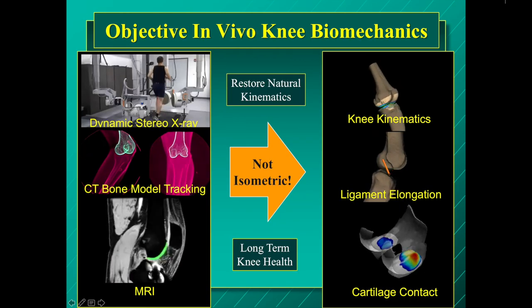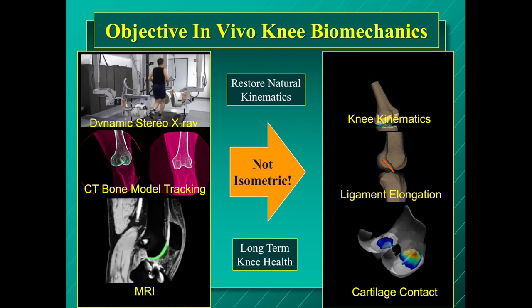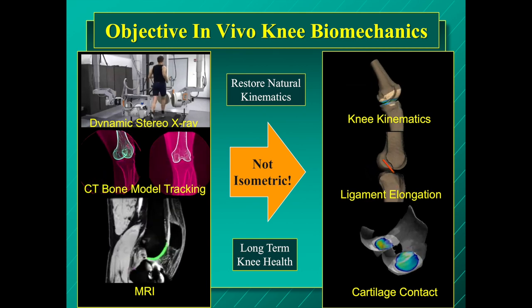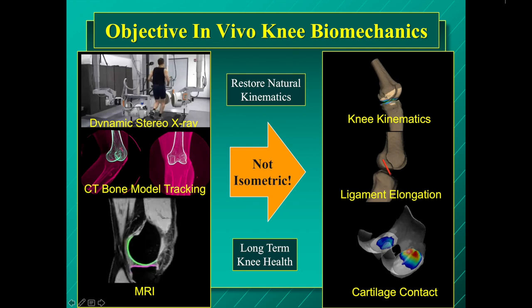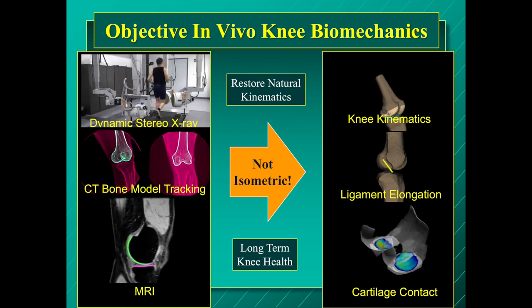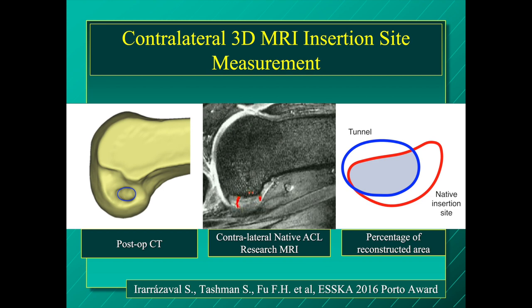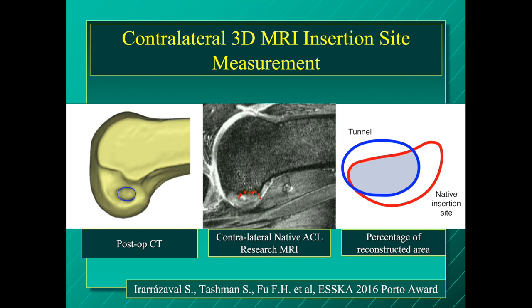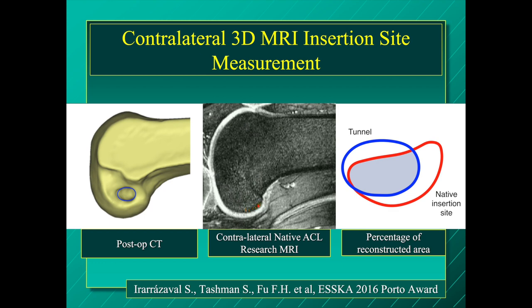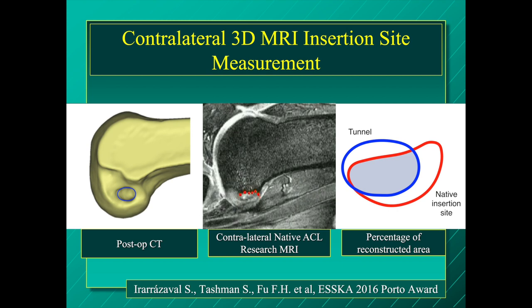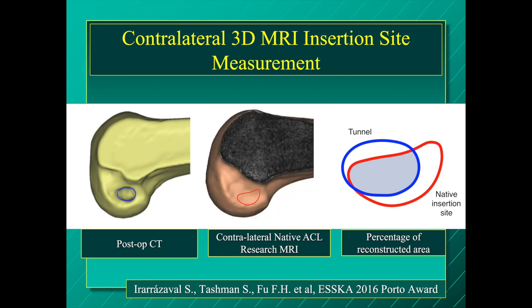In an effort to develop even more objective outcome measures, we have also implemented dynamic stereo X-ray, CT bone model tracking, and MRI to evaluate variables such as knee kinematics, ligament elongation, and cartilage contact pressures in detail. Our recent Porto award-winning study was able to overlay femoral tunnel area with contralateral native insertion site area, calculating percentage of reconstructed area. We found that the percent reconstructed area of the native ACL insertion site in anatomic ACL reconstruction is correlated with a closer to normal dynamic kinematics of the knee at 6 and 24 months and improved patient-reported outcomes at 6 months postoperatively.